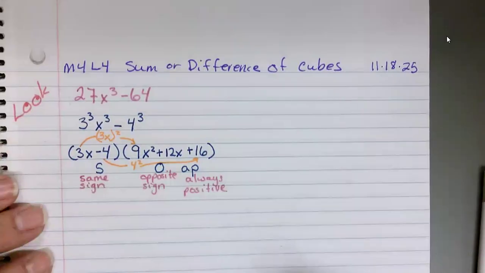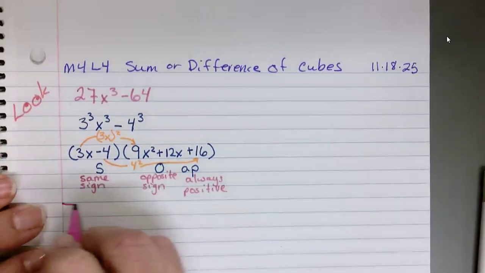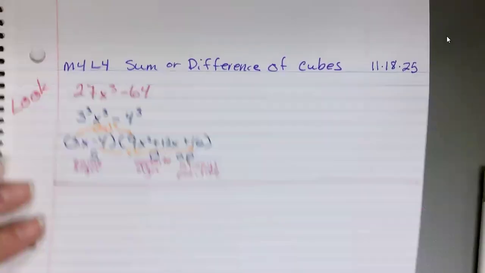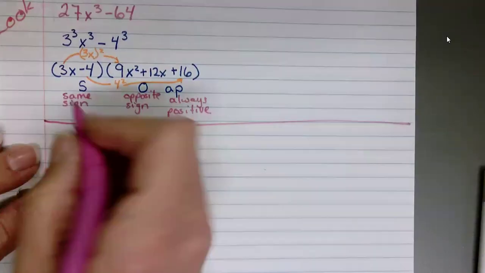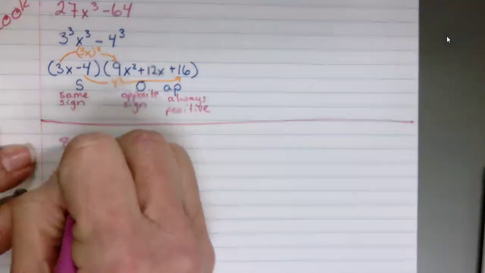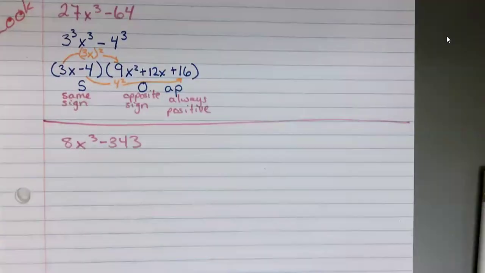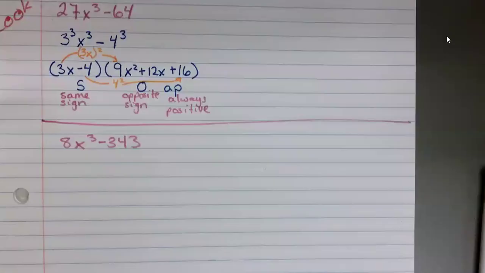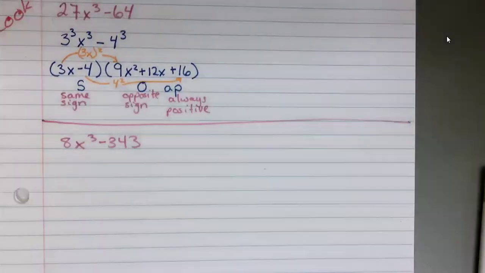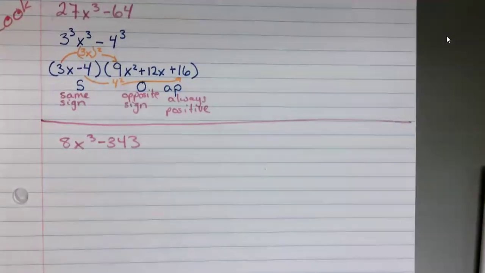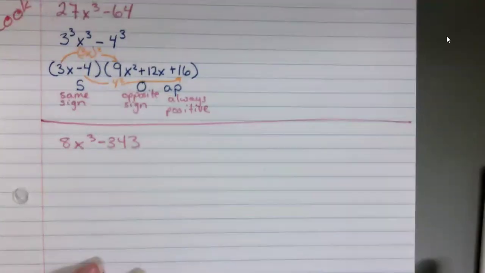All right. Well, let's do another one. What if we had 8x cubed minus 343? I know, you're thinking this is great, 343. There's no way there's anything special about it. We can be done. Maybe we should just check, just in case, right?